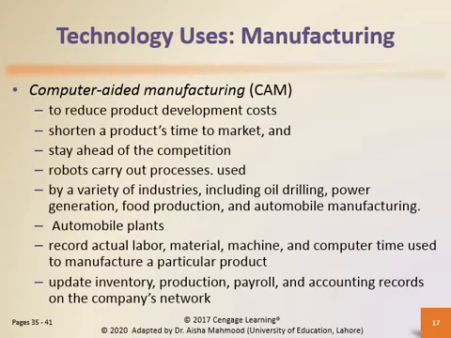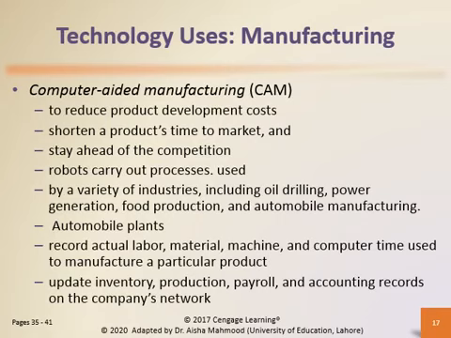Manufacturing. Computer-aided manufacturing refers to the use of computers to assist with manufacturing processes, such as fabrication and assembly. Industries use CAM to reduce product development costs, shorten a product's time to the market, and stay ahead of competition. Often, robots carry out processes in a CAM environment.